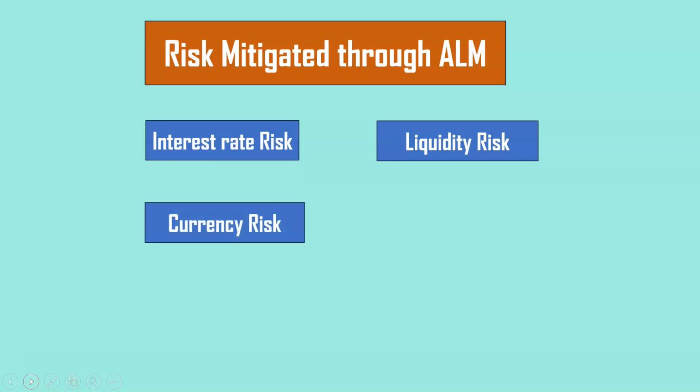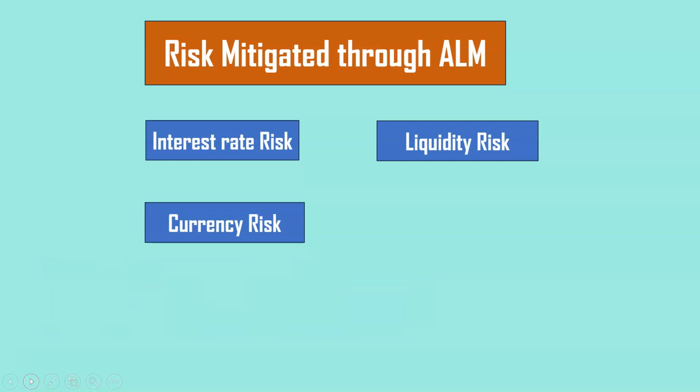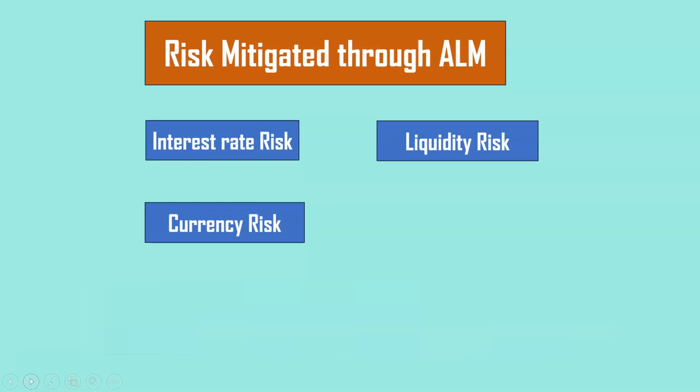3. Currency risk. ALM involves matching the maturities and cash flows of assets and liabilities. By matching the currency denomination of assets with that of liabilities, financial institutions can reduce the impact of currency fluctuations on their overall financial position. ALM strategies often involve diversifying the currency exposure of assets and liabilities. This can be done by investing in a variety of currencies and spreading the currency risk across different markets. Diversification helps in reducing the impact of adverse currency movements on the overall portfolio.